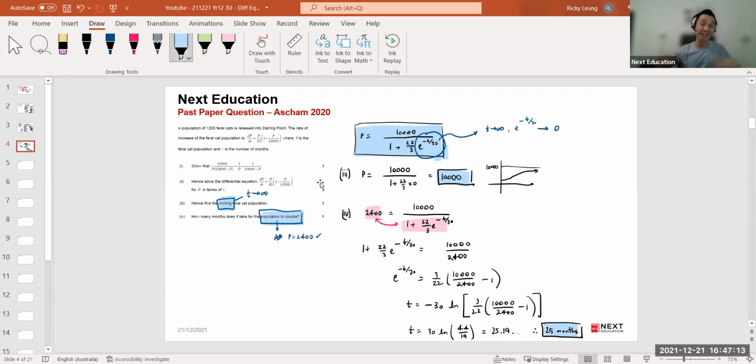Guys, that's logistic growth, right? So the key is to be able to do part 1, where it's a simple proof, common denominator, and then use that as part of your integration, right?